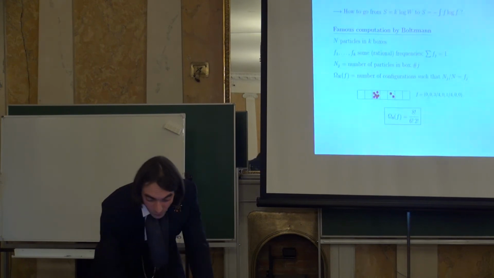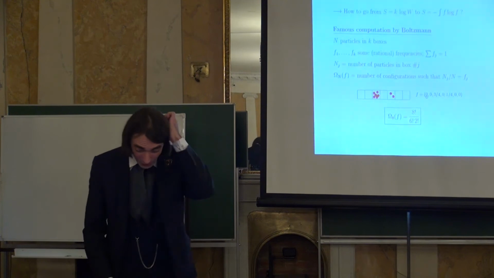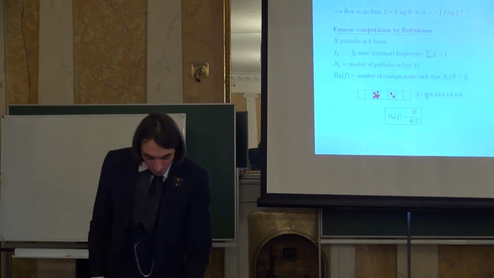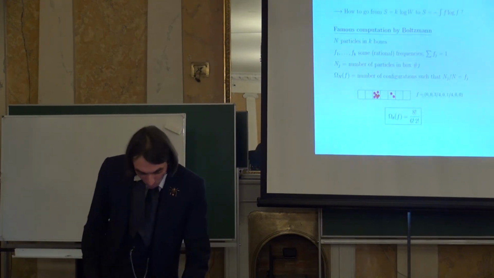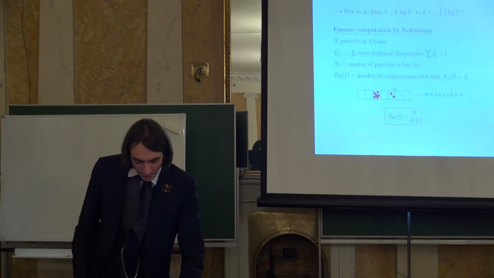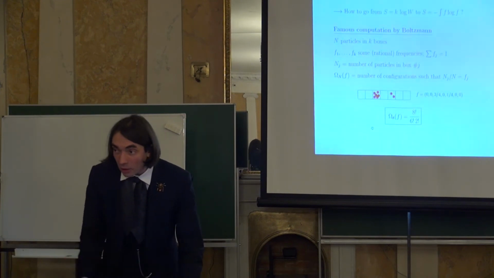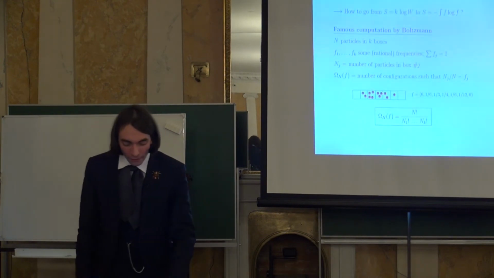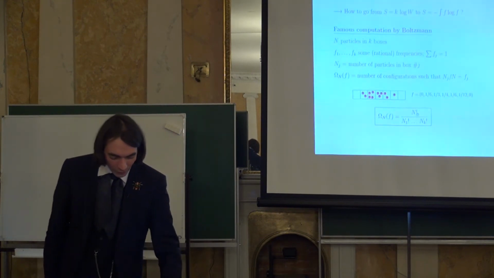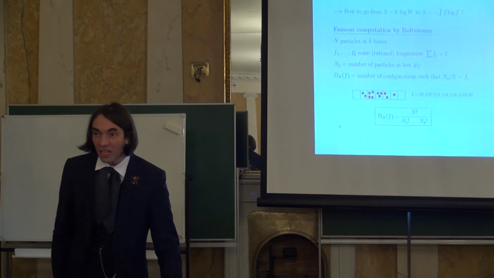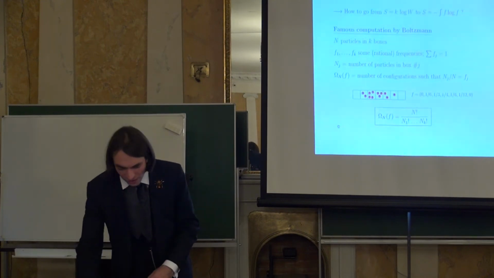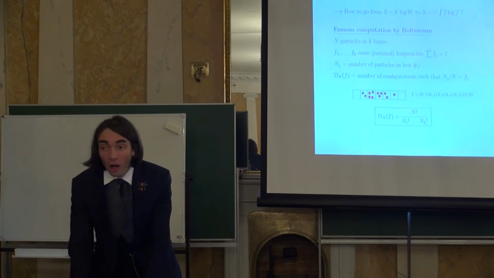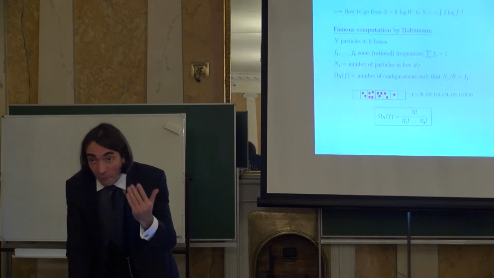If you have 3/4, 1/4, and you have 8 balls, and you ask what is the number of possibilities to put 8 balls such that there are 6 here and 2 here, it's an elementary combinatorics exercise. And more generally, you have the formula which is given by the ratio of n factorial by the product of the nj factorials, which gives you the number of possibilities to do so. This is your W.